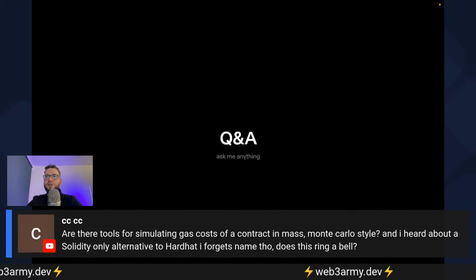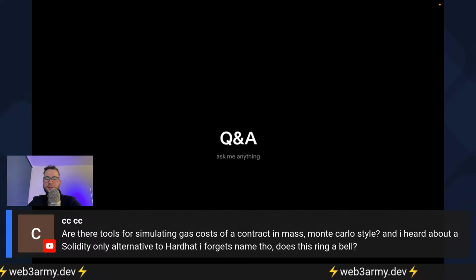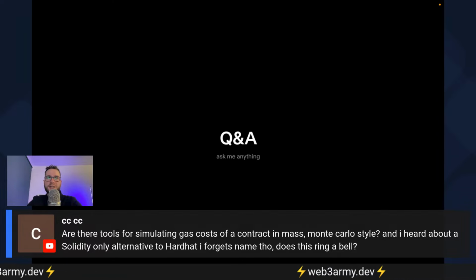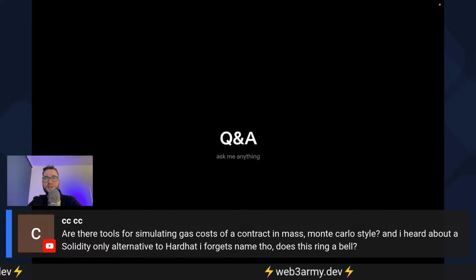Then we have another question. Are there tools for simulating gas costs of a contract en masse, Monte Carlo style? And I heard about a Solidity-only alternative to Hardhat, I forget its name. Okay, so of course there are tools that allow you to simulate gas costs en masse. So you can have some plugins in Hardhat, and you can write a test that mints 1,000 NFTs, and you can estimate the gas costs of it. You can estimate how much it will cost to deploy the smart contract. So there is a lot of tooling that allows you to do this.